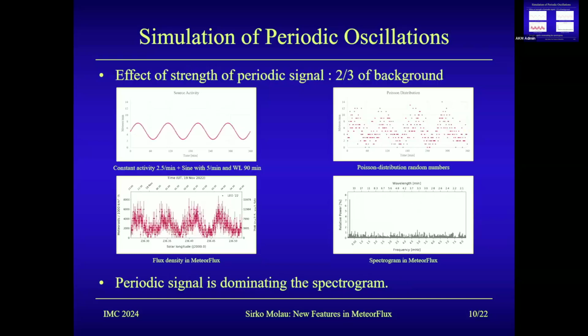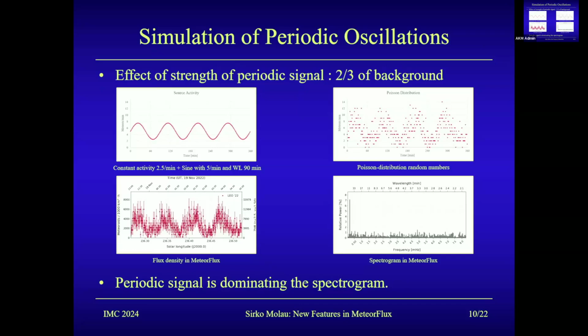Now let's try to play with the parameters. I take the same constant background. I add now some periodic signal, in this case with a wavelength of 90 minutes, with a strength which is a little weaker than the background, and see what happens. So again, this is my generated, Poisson distributed input signal. I load it into MeteorFlux, and this is a spectrogram that I get. I mean, this is fairly obvious. We have a nice oscillation here, and there's one big peak in the spectrogram at exactly 90 minutes wavelength, so it works as designed.